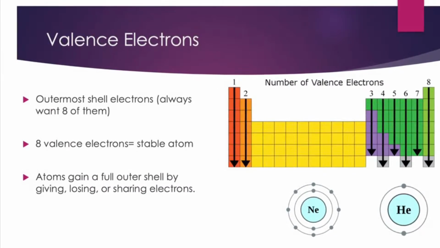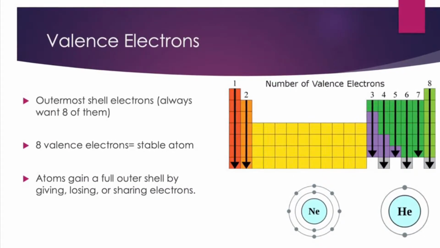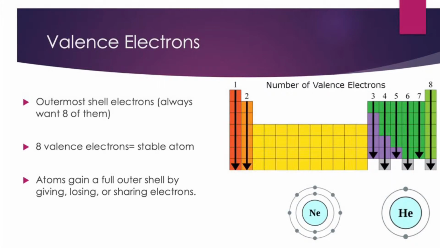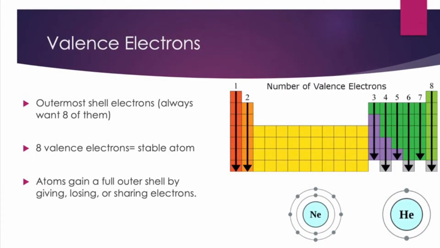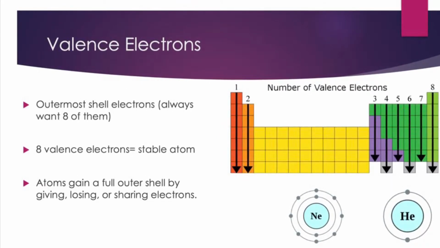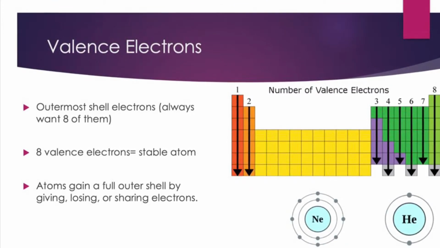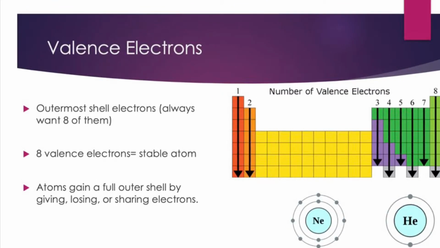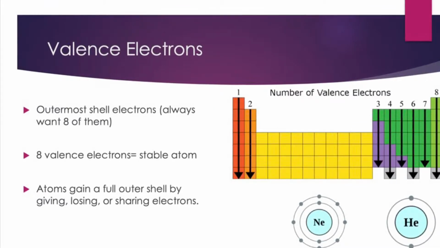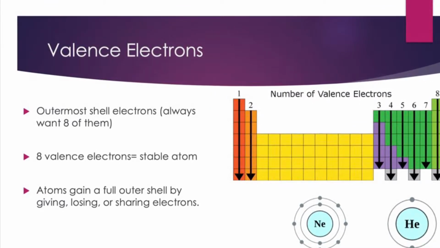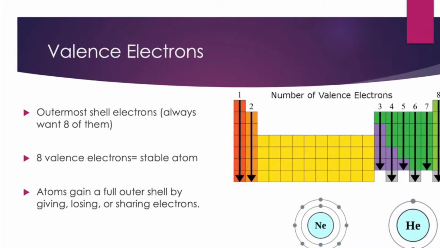Now let's talk about valence electrons. The outermost shell of an atom contains these electrons. The number at the top of each column is the number of valence electrons those elements contain. Having all 8 valence electrons is what makes the atom stable. However, with hydrogen and helium, they only need 2 in order to be stable.